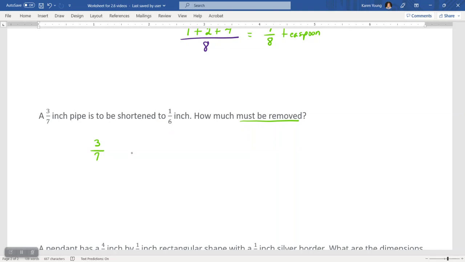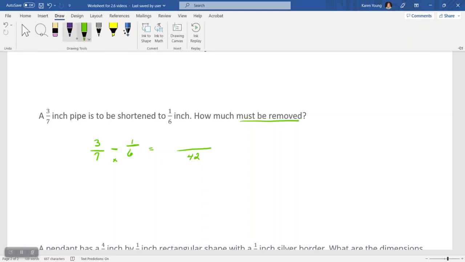So I want to know how much is going to be removed. So I'm going to subtract my 1/6, because 1/6 is what I want left. So everything else is going to have to be removed. So again, I've got to have a common denominator. And in this case, it's just easiest to multiply the two denominators together. So I get 42, and I'm going to use the butterfly method.